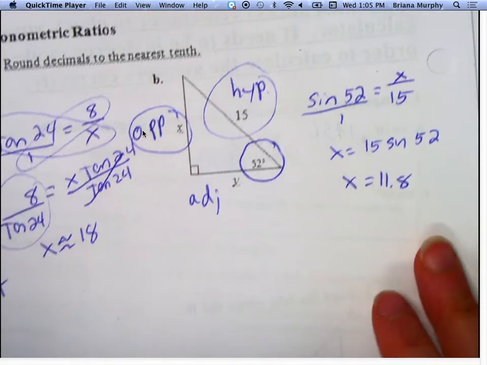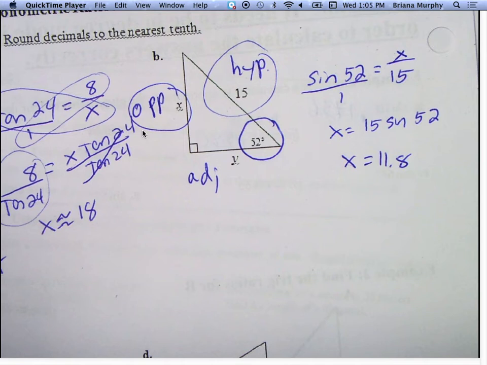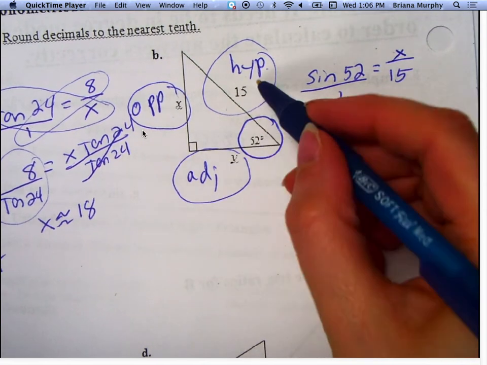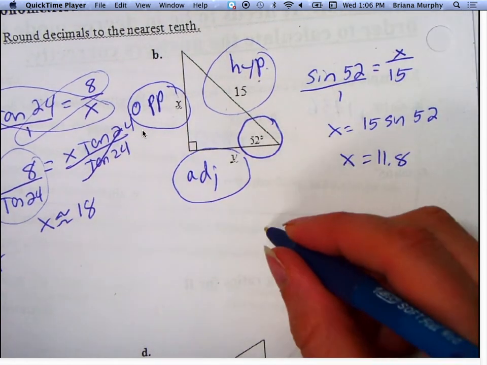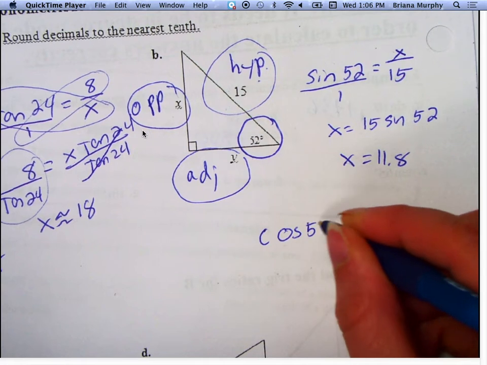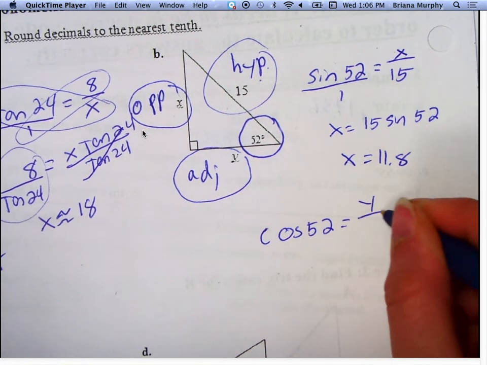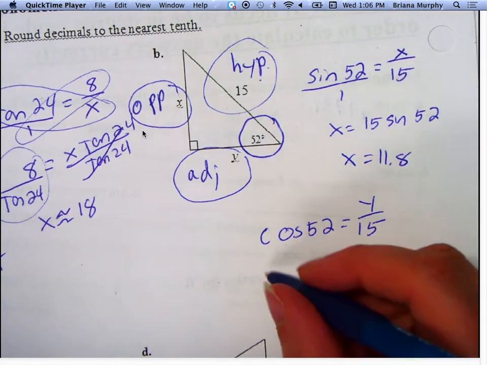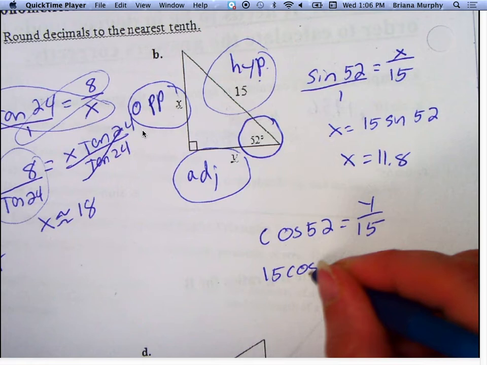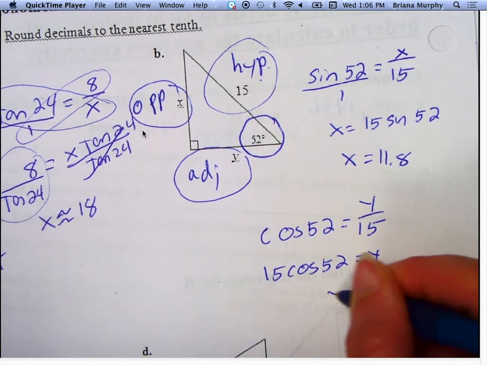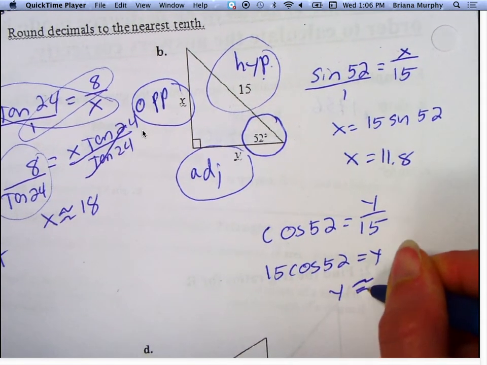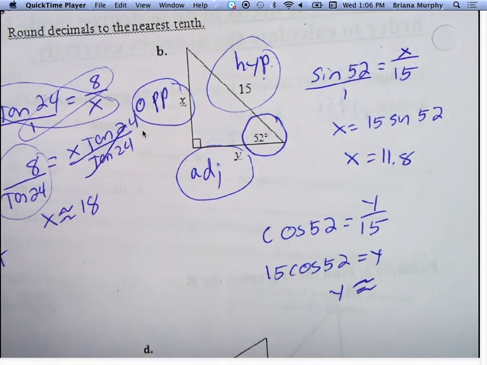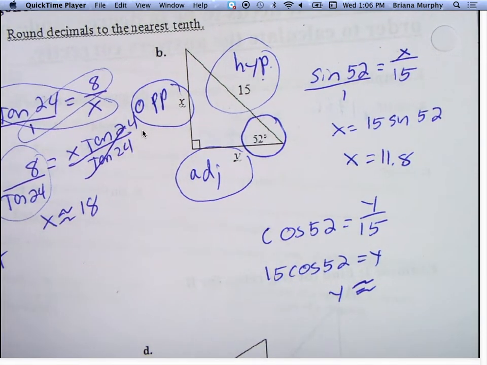Okay? All right, so let's find y. How are we going to find y? What are we going to use? Because we have the adjacent and the hypotenuse, right? So we want cosine of 52 equals adjacent y over hypotenuse 15. And then we'll cross multiply: 15 cosine 52 equals y. So y is approximately, because we'll round, what is it? 9.2?